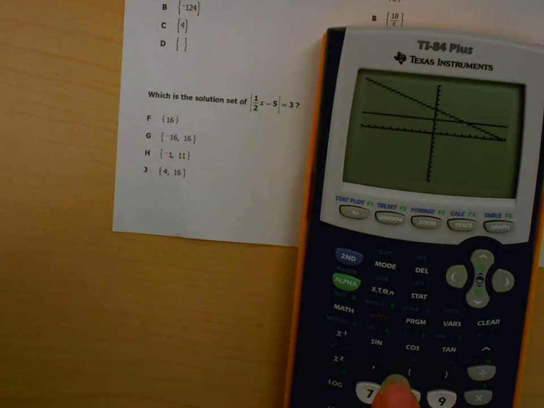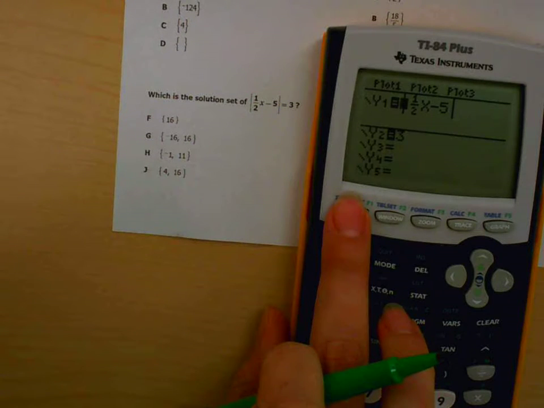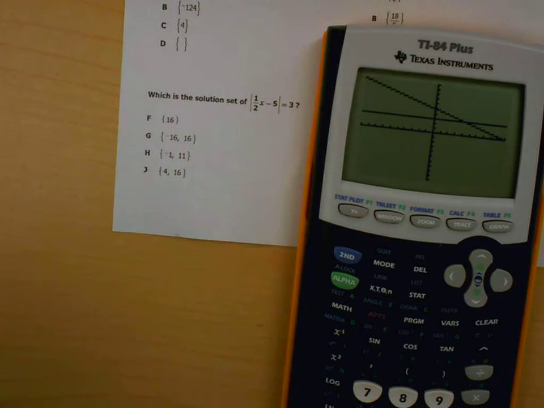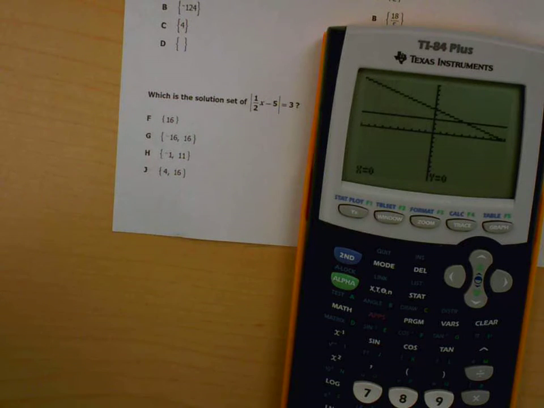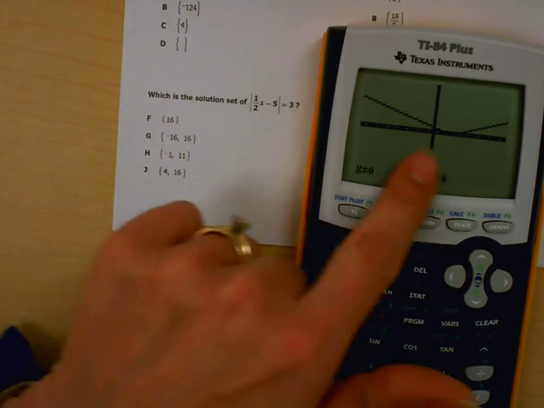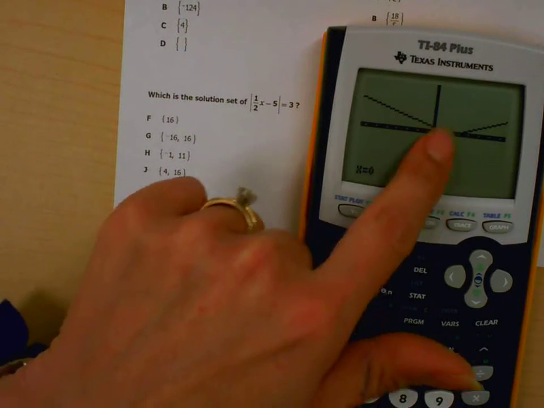Let me make sure. Yep, that's absolute value, 1/2 x minus 5. So we know absolute value looks like a v. I definitely don't have the entire thing here because I don't see a v. So I'm going to hit zoom out and see if I can see it. There we go. So now there's my absolute value. It's going to cross in 2 places. I don't really need to see them. I'm way zoomed out, and that's okay.